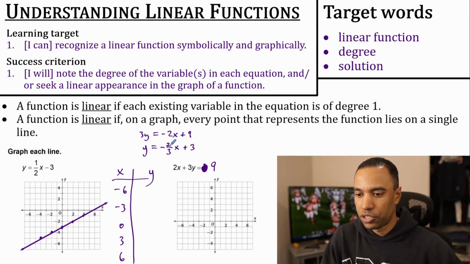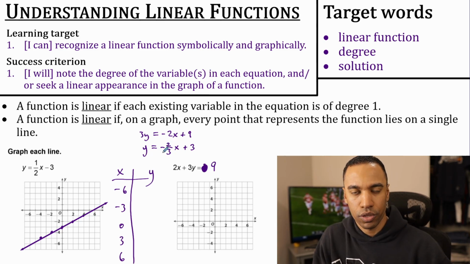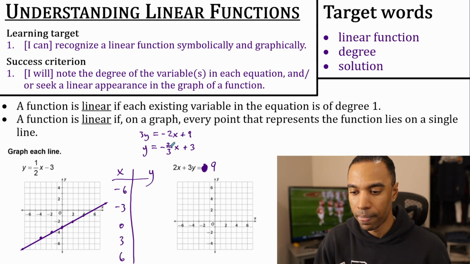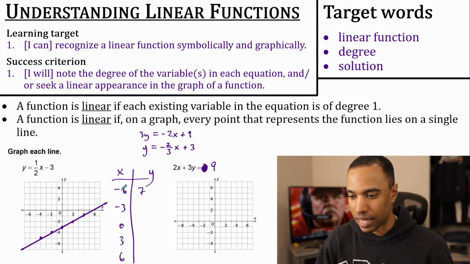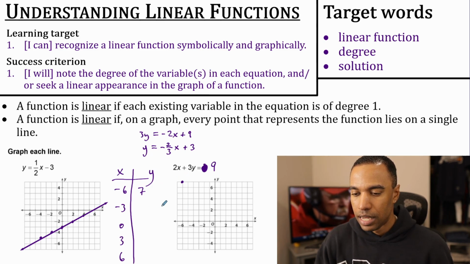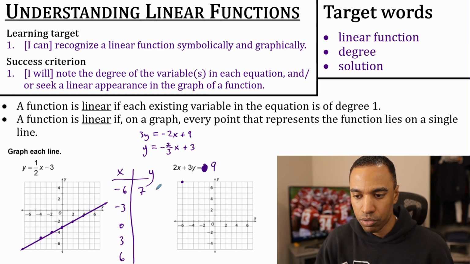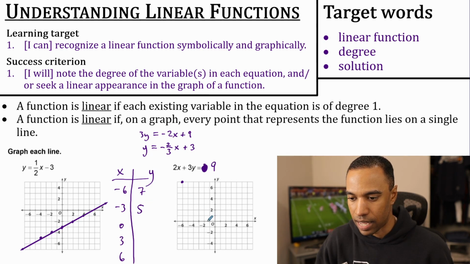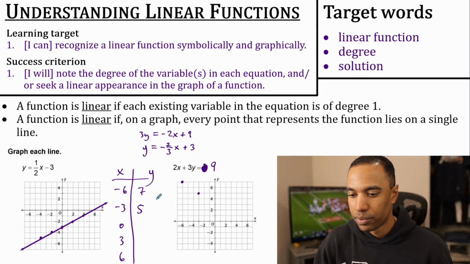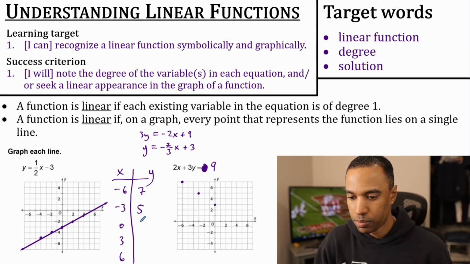Okay, so negative 6. Negative 6 times negative 2/3 will give me a positive value in the end. 2/3 of 6 is 4. So 4 plus 3 is 7. I think that fits. So negative 6 comma 7 is way up here. Negative 3 times negative 2/3, positive. 2/3 of 3 is 2, plus 3 is 5. So that's negative 3 comma 5 right here. 0, 2/3 of 0 is 0, plus 3 is 3.